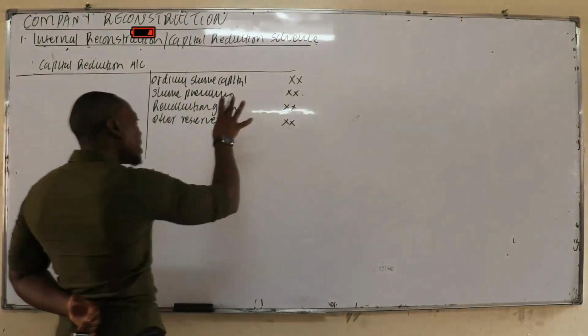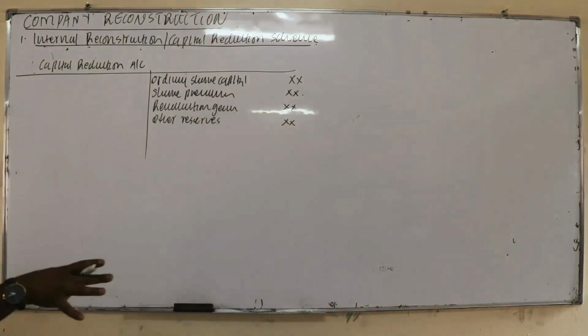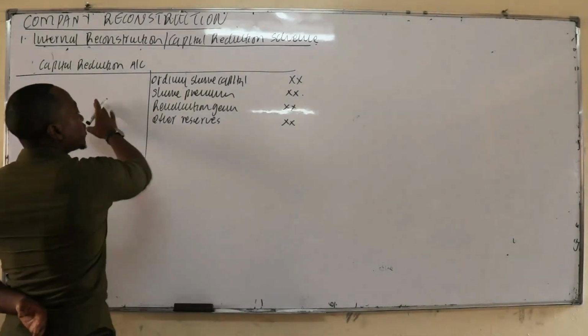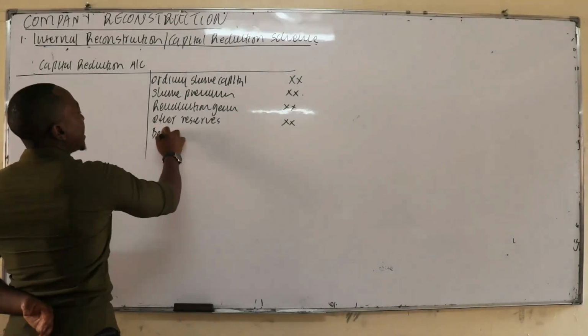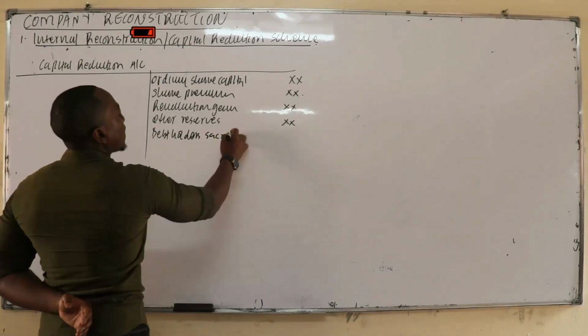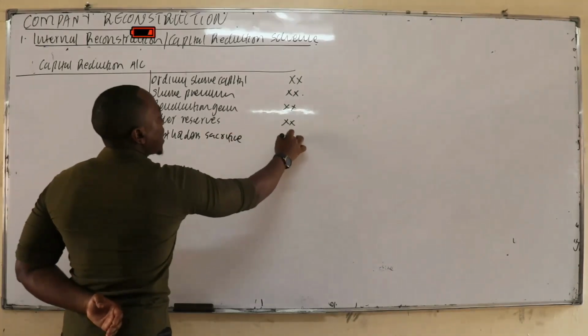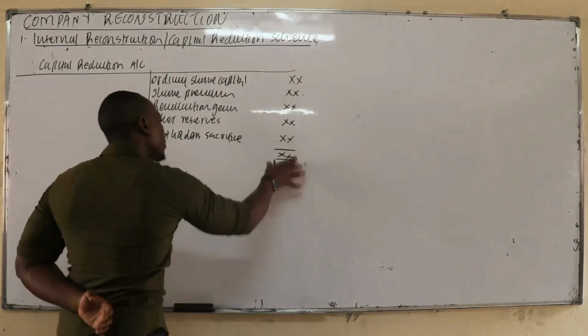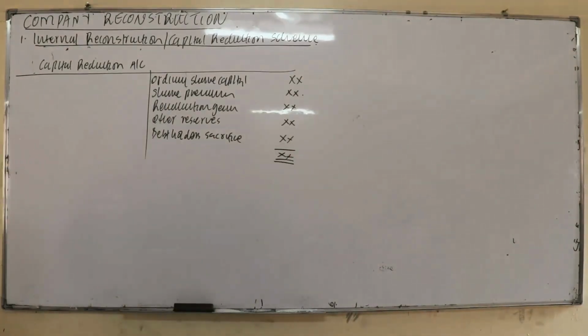But we're saying that in internal reconstruction, both the shareholders and the debt holder will sacrifice their wealth so as to write off the accumulated losses. So also, you'll factor in the debt holders' sacrifice, be it the preference shareholders or the debenture holders. This amount now they need to sacrifice so that they write off the accumulated losses.